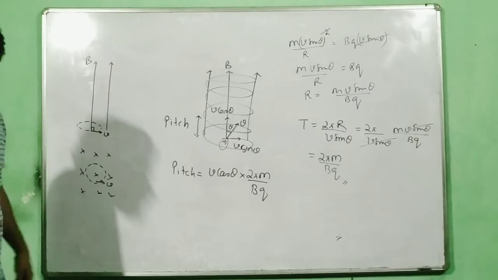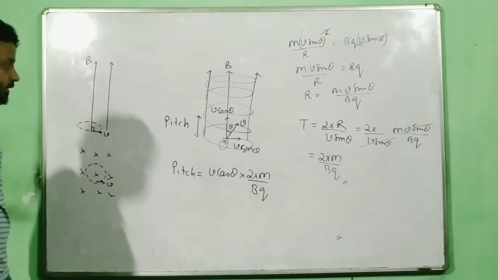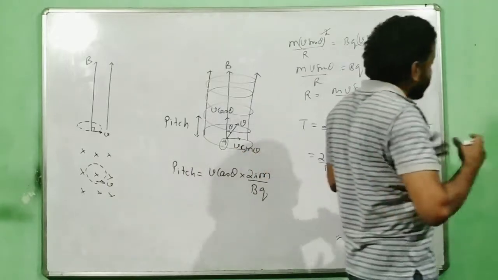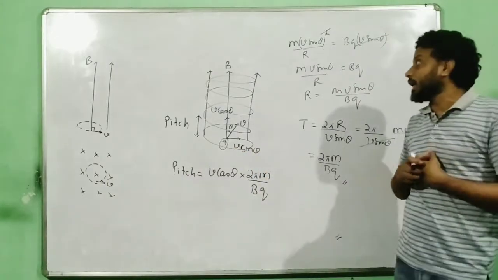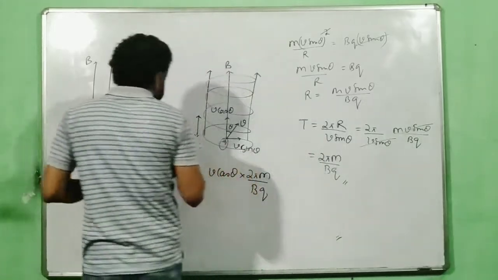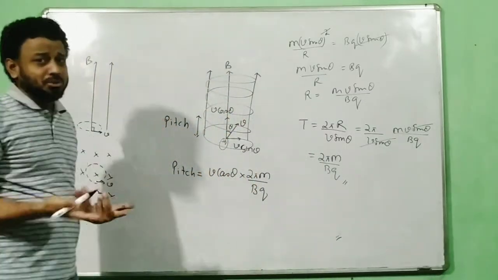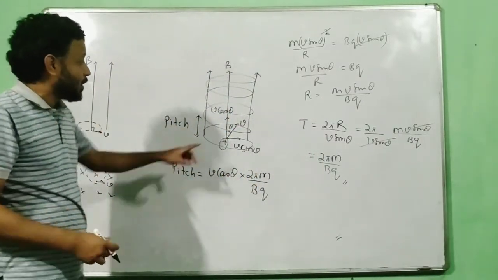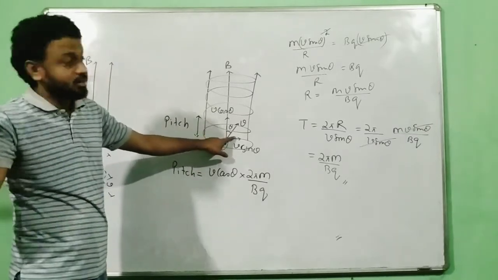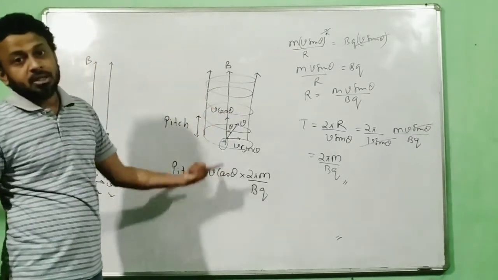That's the answer. This is the value of pitch. Instead of V cos theta and V sin theta, I request you understand this entire topic as V perpendicular and V parallel. Because theta can cheat you, theta can betray you. What if I change this theta to this theta with the horizontal? See, the entire thing changed. Sin becomes cos, cos becomes sin.